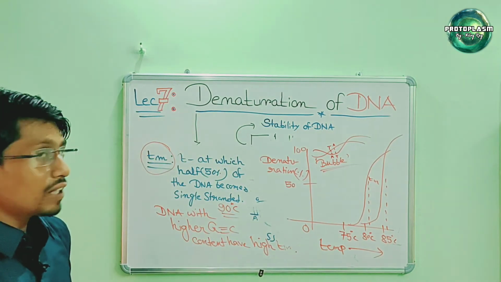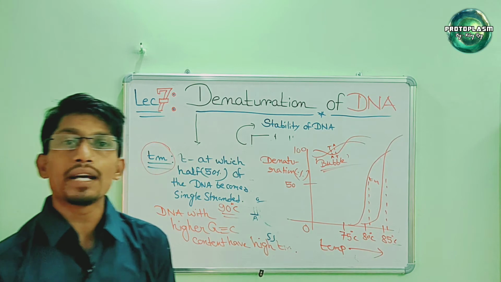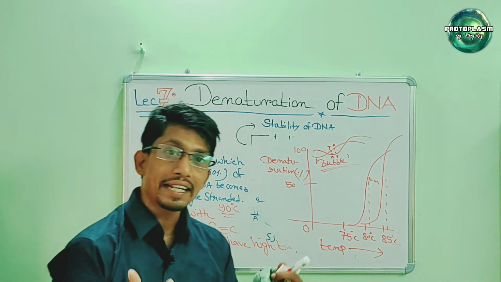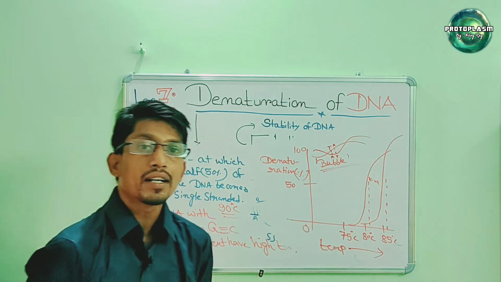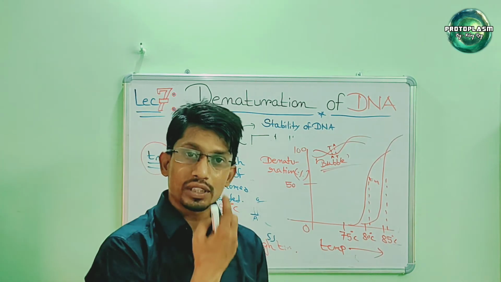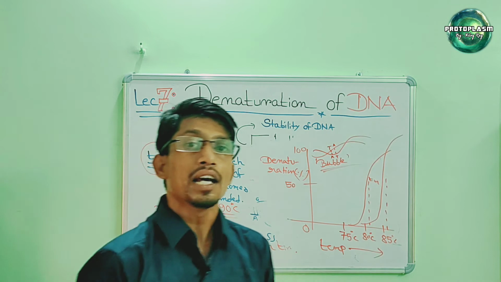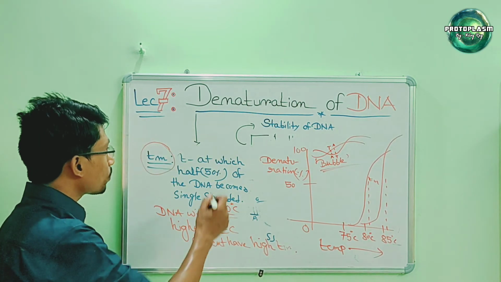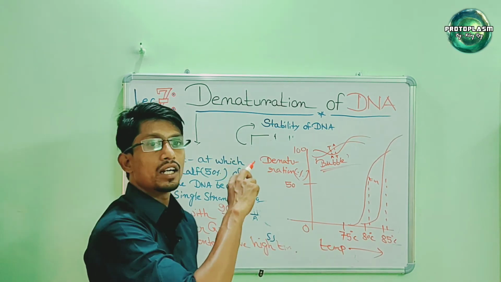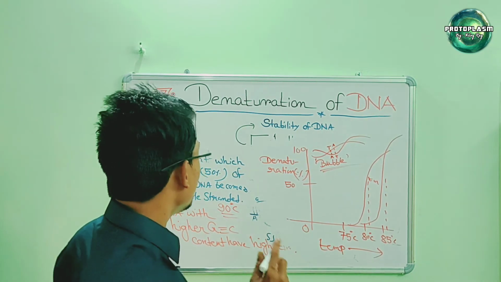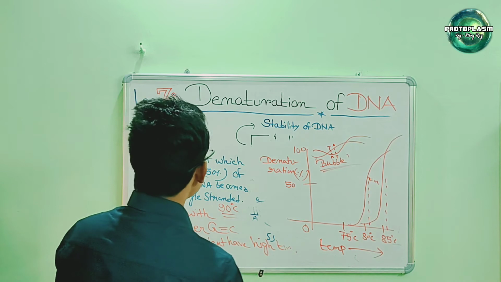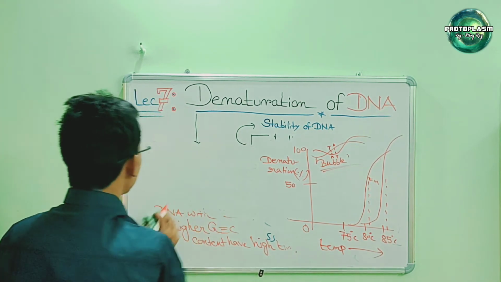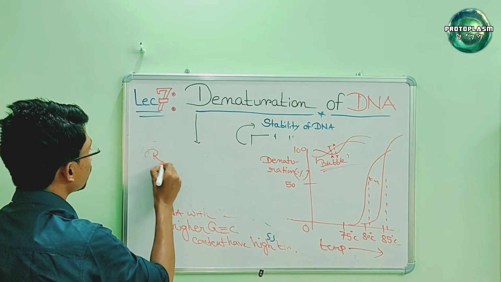After denaturation, if the bases are again brought into close proximity, they can join together again by forming hydrogen bonds between the complementary base pairs. So the process, which is completely the reverse of denaturation, is called renaturation.